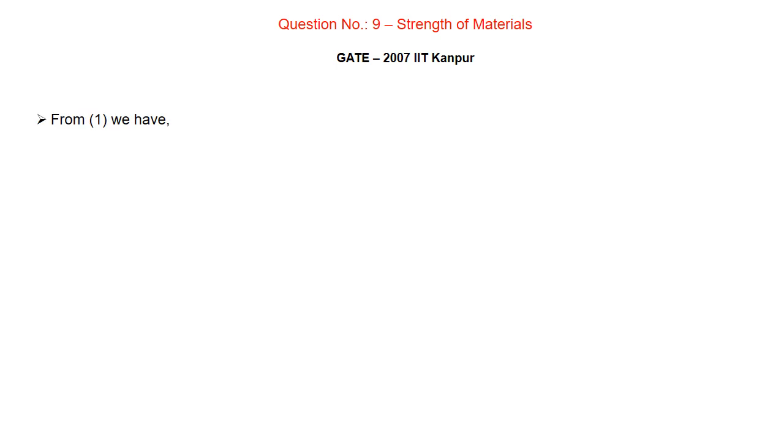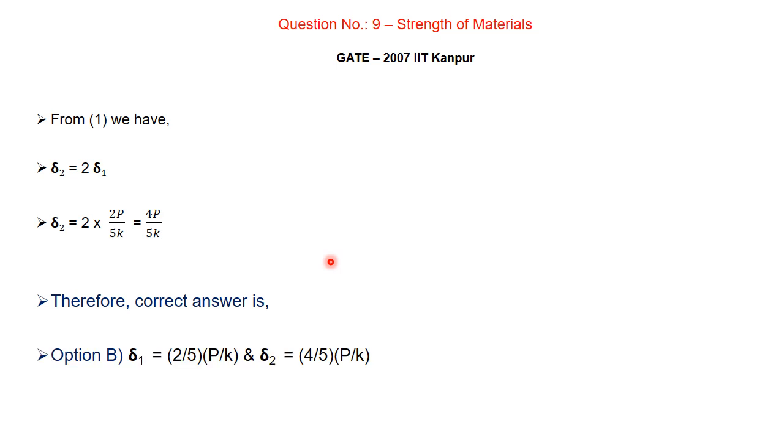Now from equation 1 we have delta 2 is equal to 2 times delta 1. Now we have obtained the value of delta 1, so we calculate delta 2 is equal to 2 into delta 1, that is 2 into 2P by 5K. Therefore the delta 2 value we got is 4P by 5K. Therefore the correct answer for this question is option B, which is delta 1 equal to 2 by 5 P by K and delta 2 equal to 4 by 5 P by K.